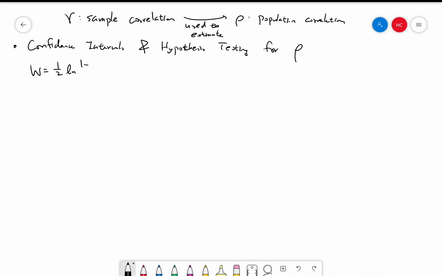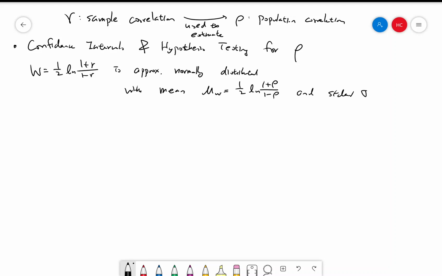Okay, so we have to use the fact that the quantity W, which is defined to be 1/2 ln of (1 plus R) over (1 minus R), is roughly normally distributed. And the mean mu W is equal to 1/2 ln of (1 plus rho) over (1 minus rho). And the standard deviation, sigma W, is 1 over square root of n minus 3. Okay, so we're going to need this later.